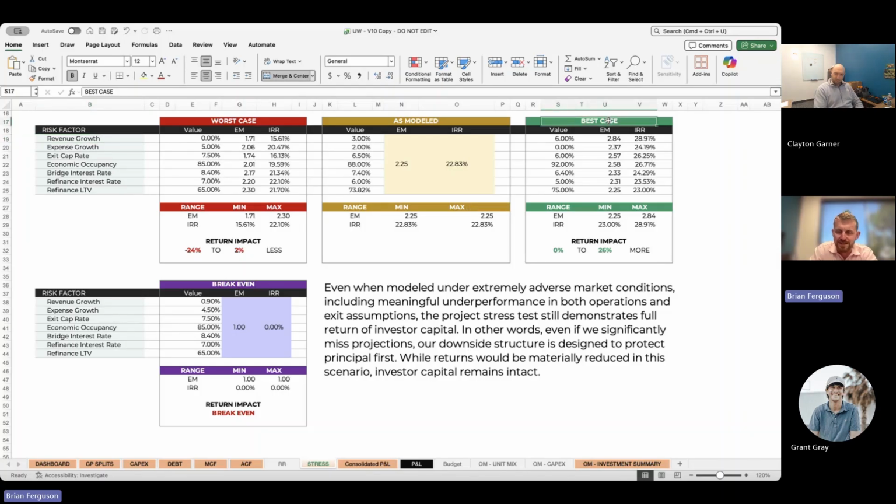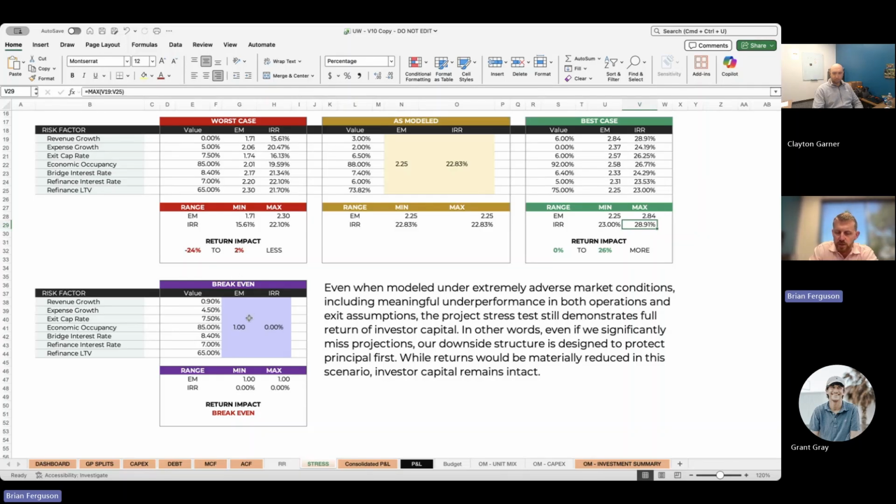If you jump over to best case, same thing there. This is what happens if some things go better. If we could see a 6% revenue growth, if we didn't see expense increase, if we were able to see a little bit more of a compressed cap rate, if our economic occupancy improved, you'll see what those things do individually. And then again, here is the average of what happens. We could go from a 2.25 up to a 2.84. IRR could go from a 23 to say a 28. So same range is there, and that's how we put that together.